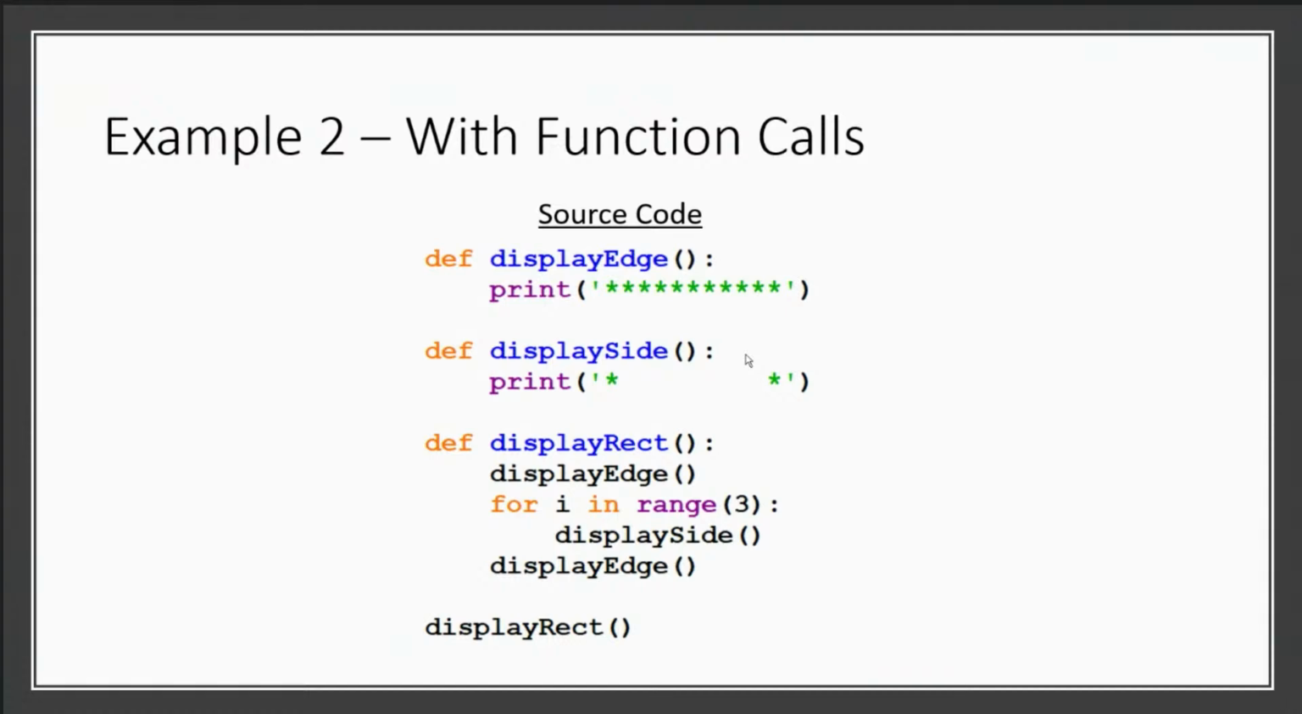Then we use our for loop, for i in range 3, and we display our side these 3 times, and then we display our edge again. And this is our function for displaying a rectangle. Once we want to display a rectangle, we call this function, and we'll display this exact rectangle.